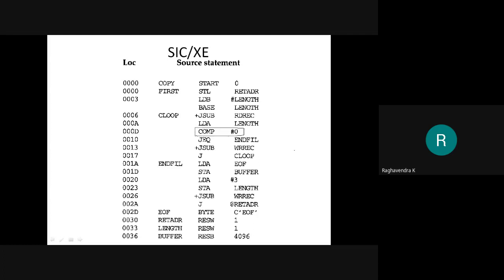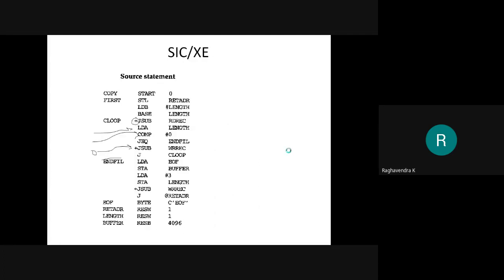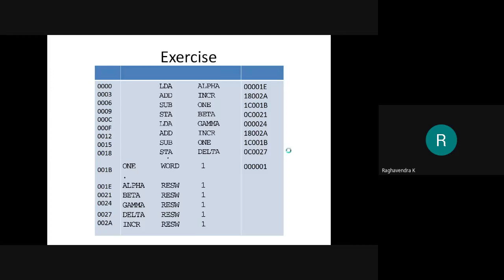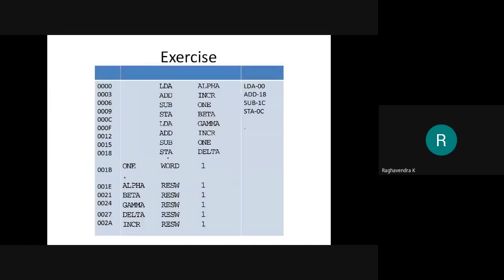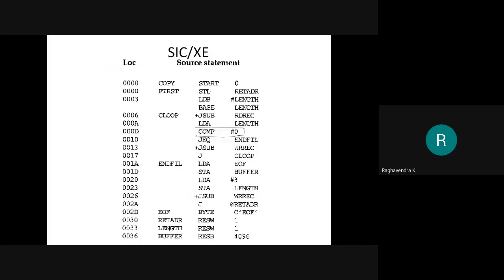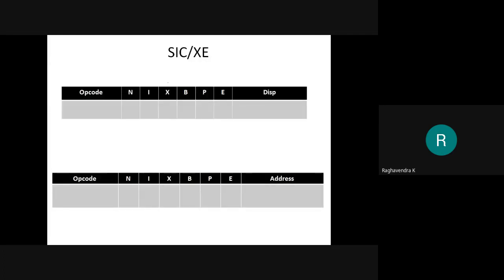For example, compare. I believe compare is 48. COMP, is it there? Compare value. Yes, sorry, 28. Right, so compare is 28. So let us try to assemble this instruction. The opcode is 28. This is the format 3, and this is format 4. I just kept this ready for discussion.